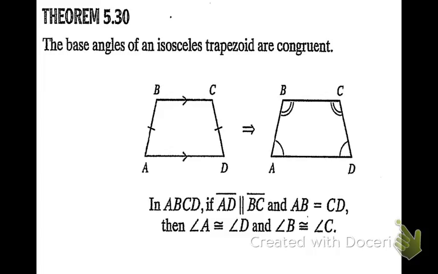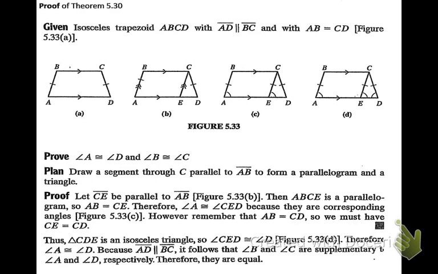The base angles of an isosceles trapezoid are congruent. You've got two pairs of base angles, each one touching the parallel line. So A and D are a pair of base angles, and B and C are a pair of base angles. We're going to prove this theorem. Okay, this proof is kind of tricky. We'll just talk through it.